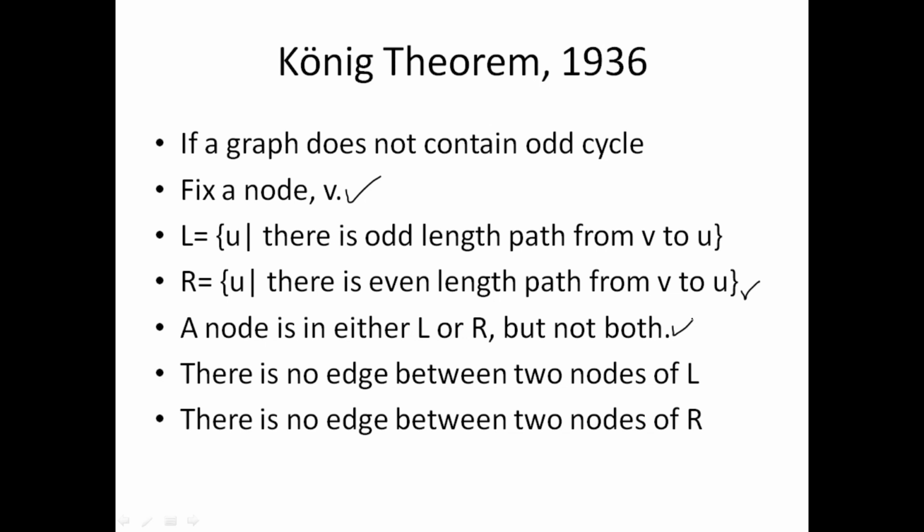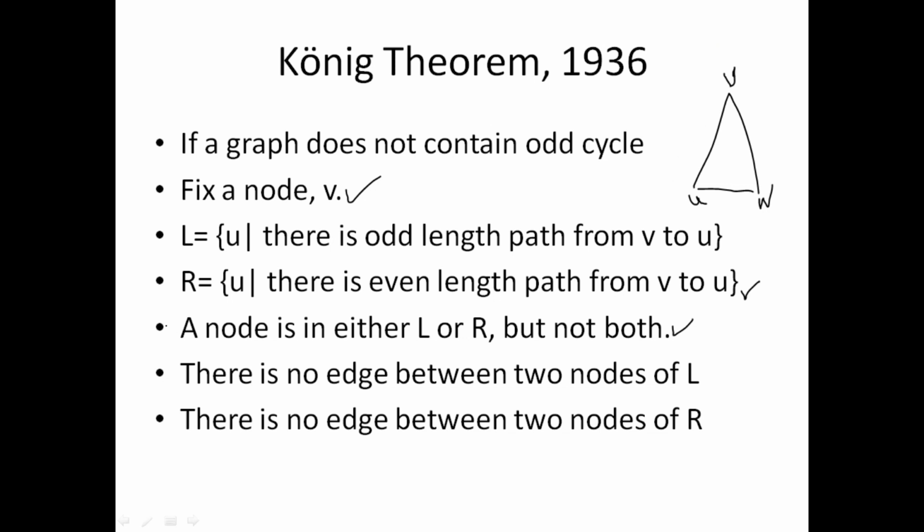Now let's look at whether there can be an edge going across. I want to claim that this L and R is a valid partition. If there is an edge going between two nodes of R, let's say U and W are two nodes of R. Since they are elements of R, there will be an even length path from V to U, and an even length path from V to W. Pictorially I think it's easy to write this way. So U and W are in R, and if there is an edge from here to here, and there is a V here.